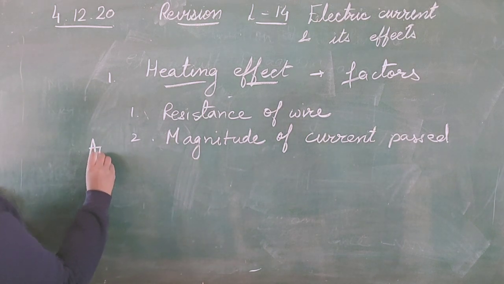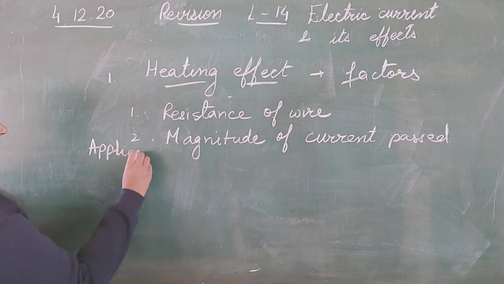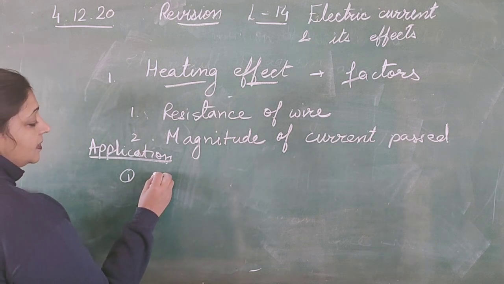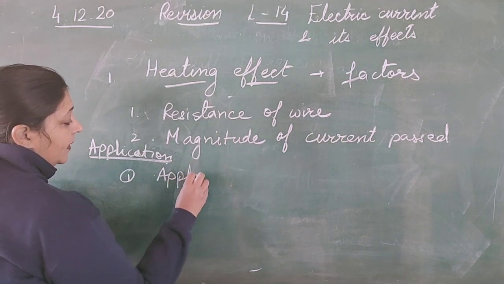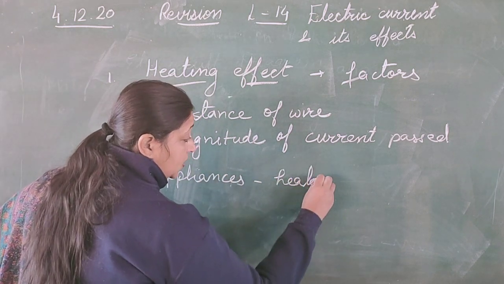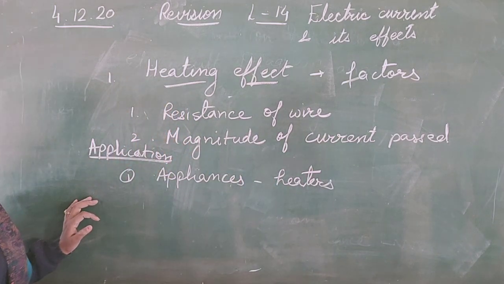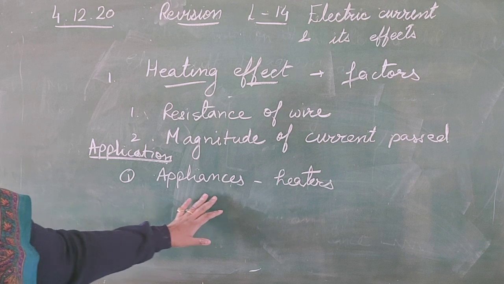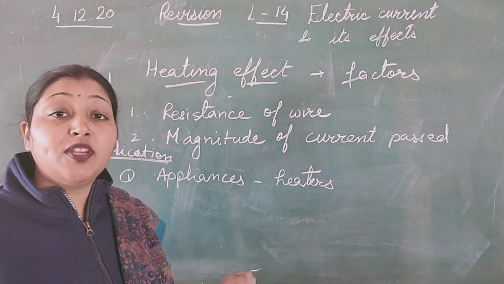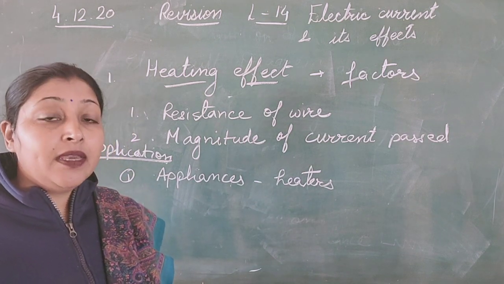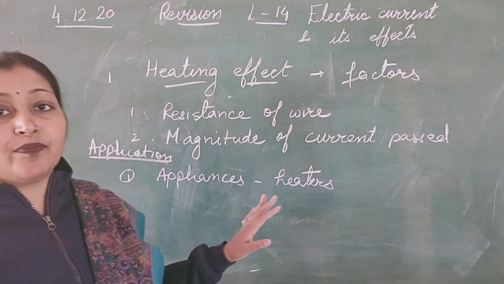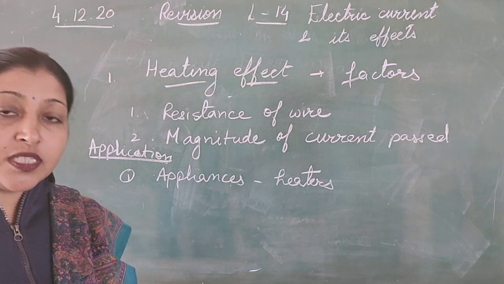So what are the applications of the heating effect of current, children? Application number one, heating appliances. Electrical appliances like heaters, right? Then there are electric tandoors, ovens, and electric geysers. These all are appliances which use nichrome wire inside them that heats up the material. When it heats up, it means it is used as heat energy.